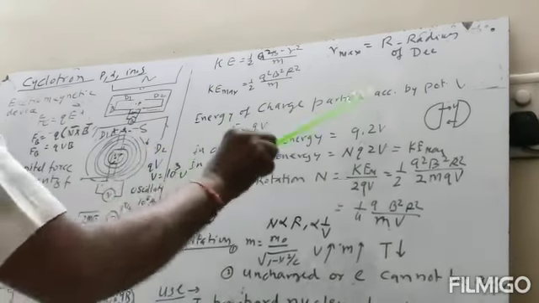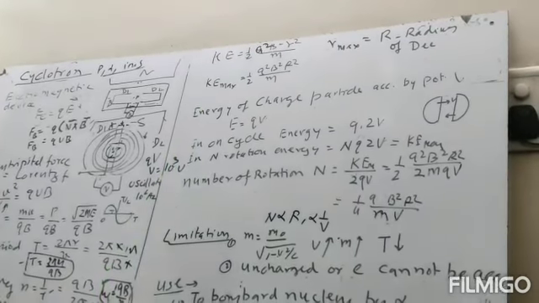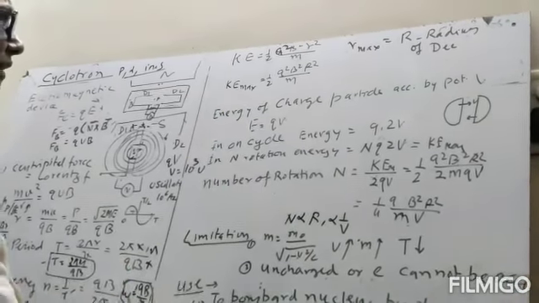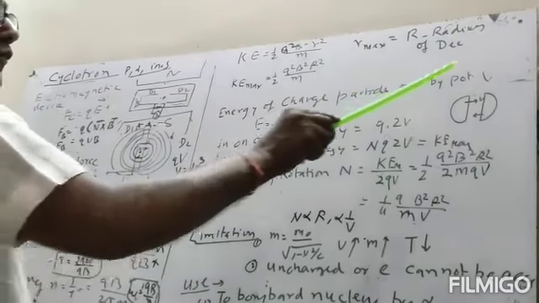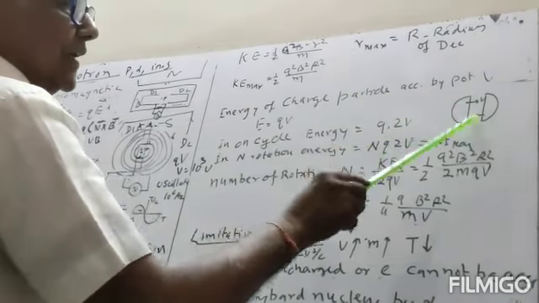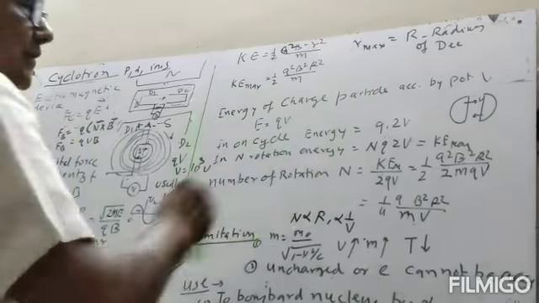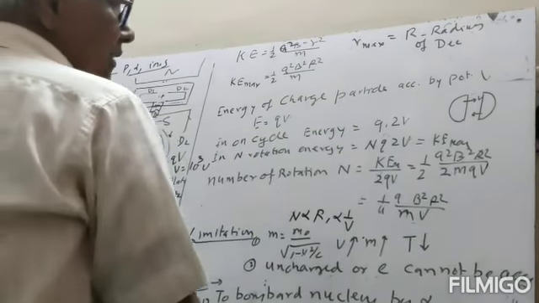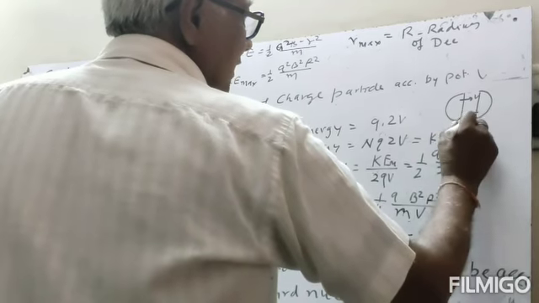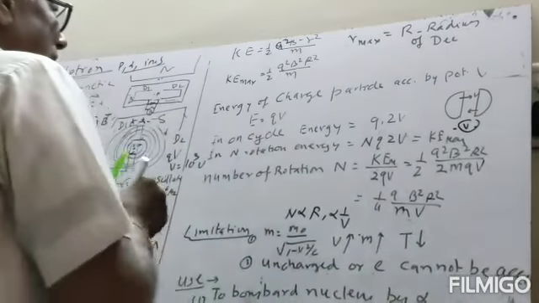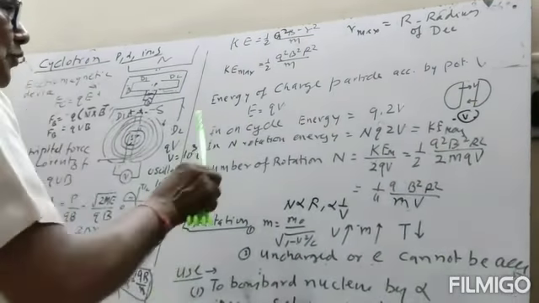Now the gain in energy due to the electric field will be equal to qV. V is the potential difference between the two D's. Here the oscillator's potential difference is capital V. So the energy gained will be equal to qV.